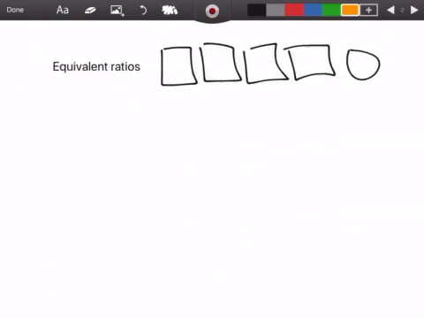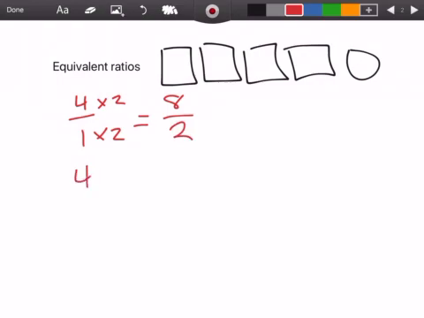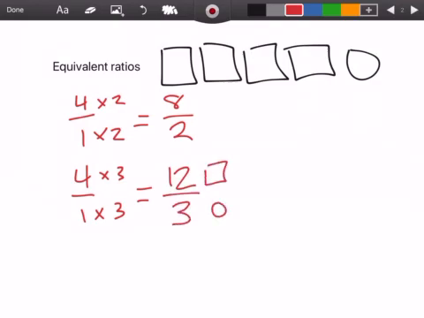Now, equivalent ratios are ratios that name the same comparison, but you're either multiplying or dividing both the terms by the same number. So we know that squares to circles is 4 to 1. For an equivalent ratio, I could multiply by 2, and an equivalent ratio would be 8 squares for every 2 circles, 8 to 2. I could even take our 4 to 1 and multiply it by 3, and an equivalent ratio would be 12 to 3, 12 squares to 3 circles. All right, so that's how you would find an equivalent ratio.